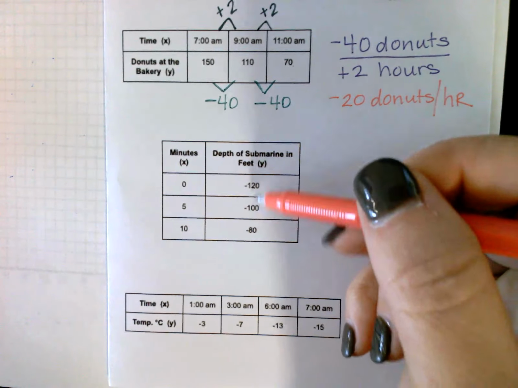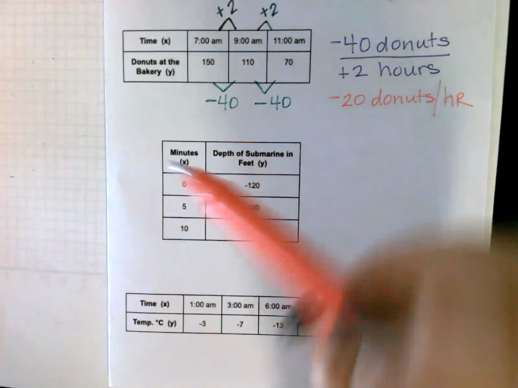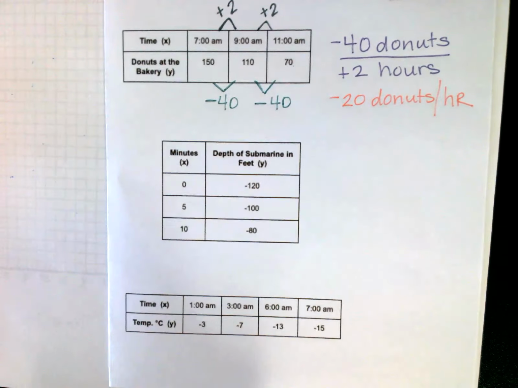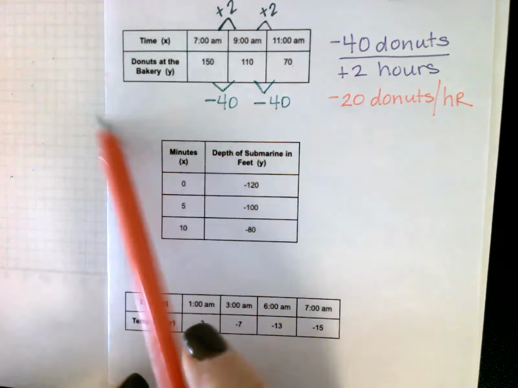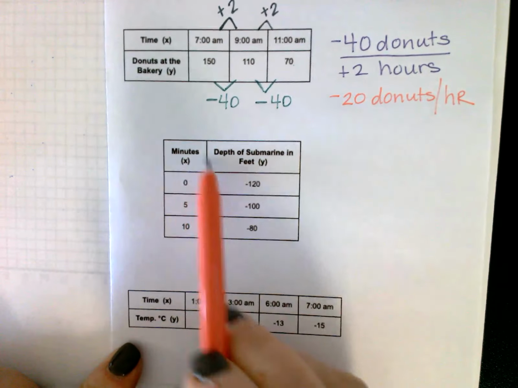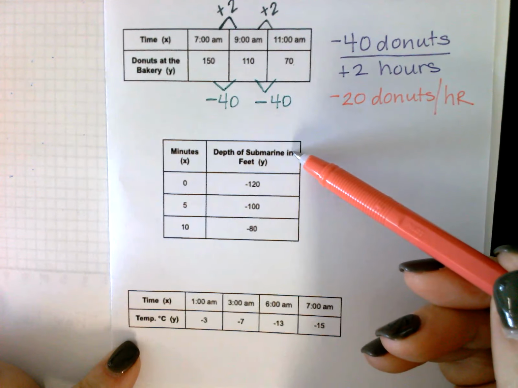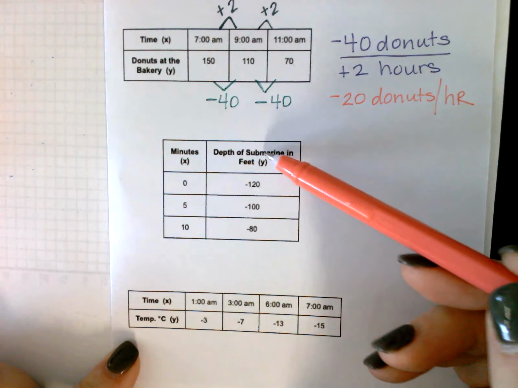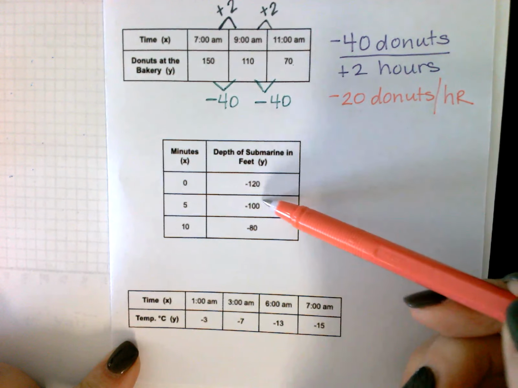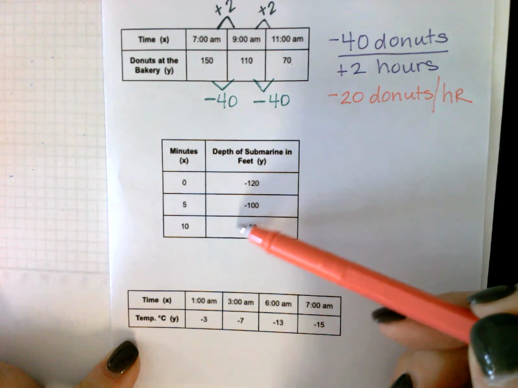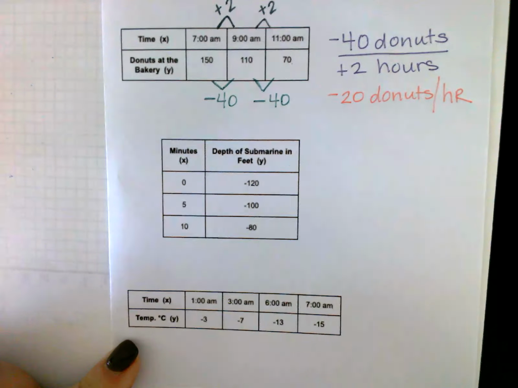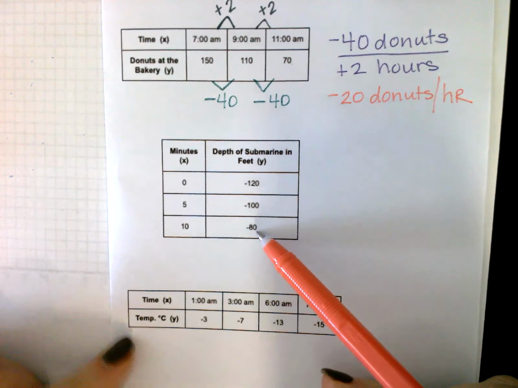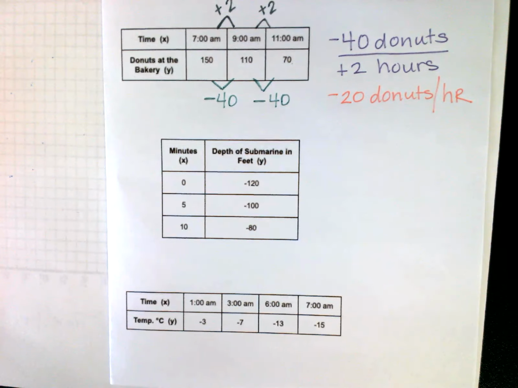This is a vertical table. It's written up and down, horizontal table left and right. The process is exactly the same. Independent variable is my minutes. Now we're talking about a submarine. When the submarine has a negative depth, what do you think that means? A depth of a submarine, if it's in the negatives, what does that tell us?